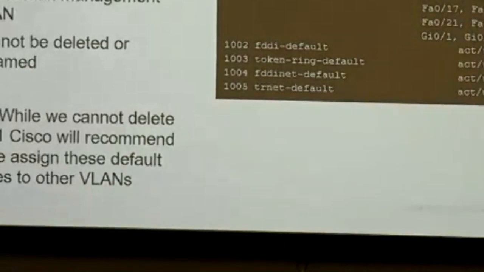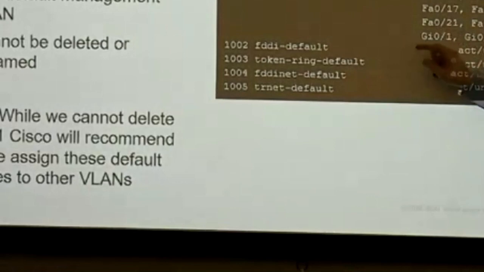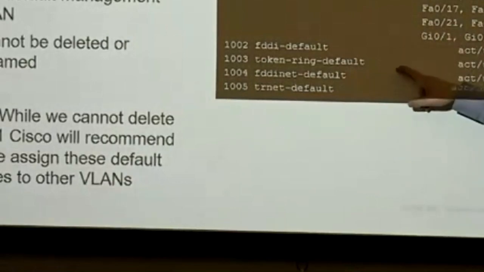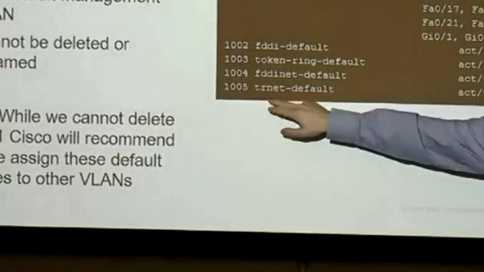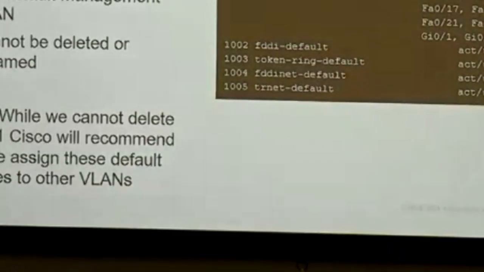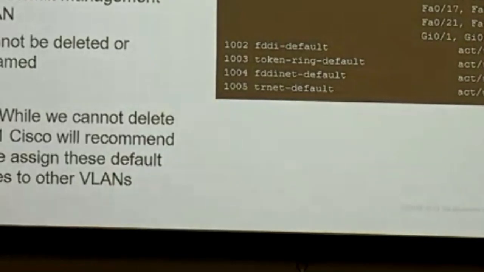These other VLANs are there by default for legacy reasons: FDDI, token ring, FDDI net, and token ring net. These are all legacy stuff, and you can't delete those. You cannot delete VLAN 1, that's not possible. On Cisco switches, the ports have to be in a VLAN. So VLAN 1 by default.